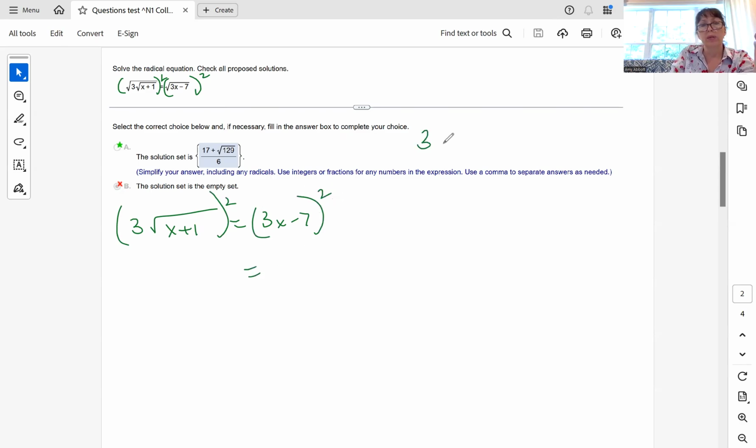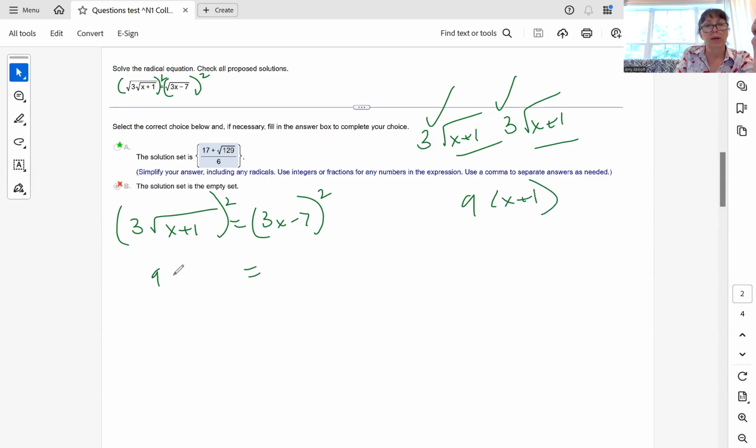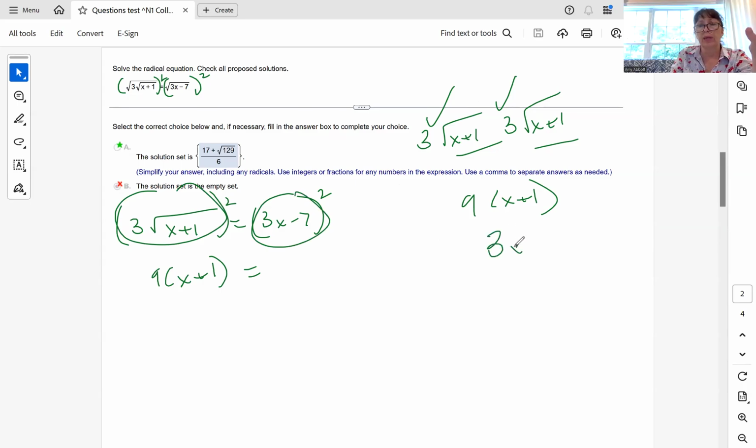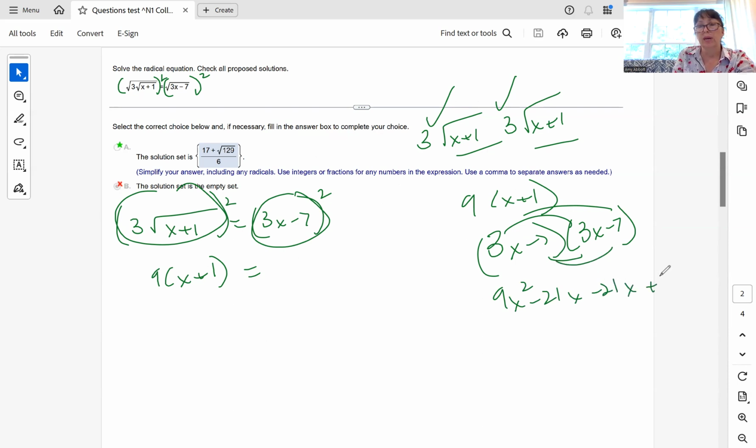So on the left, when you do 3 times radical x plus 1, 3 times radical x plus 1 squared, 3 times 3 is 9. And then a radical times a radical is just, it's gone. It's just x plus 1. So 9 times x plus 1. And on the right, again, just like I wrote that out twice, write this out twice. You got 3x minus 7 times 3x minus 7. So foiling it, you got 9x squared minus 21x, and then plus 49. So on the right, you've got 9x squared minus 42x plus 49.